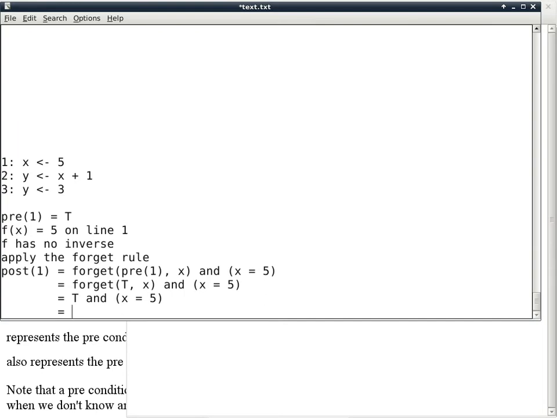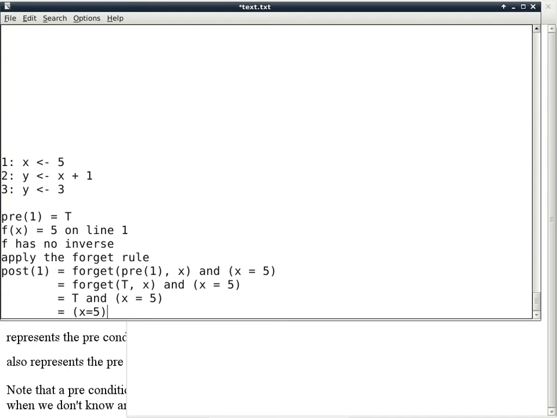Do you still remember what is true relative to conjunction? It's just like 1 times whatever is whatever. So true is the identity of conjunction. So we can now simplify that to just x equals 5. Are we doing okay so far with this step? I know it seems really long and unnecessary to know that x equals 5 after the assignment statement, but remember, we are trying to illustrate the process of using these rules.